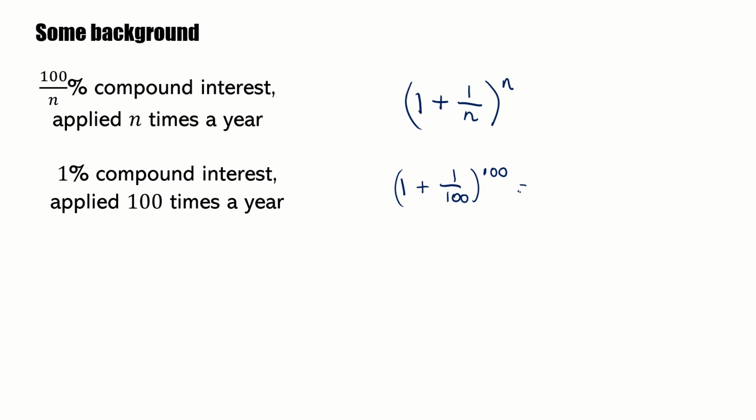And if you work that out, then you are getting 2.70481382, truncated, not rounded, which basically means the decimal continues on longer than that and we just stopped writing because I got bored, basically.